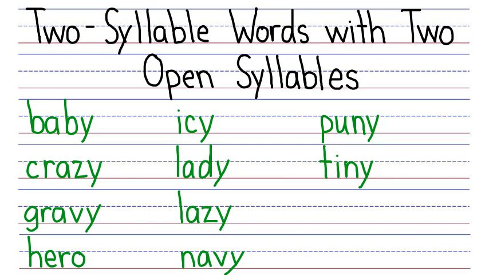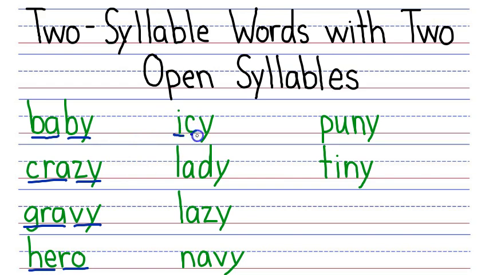And then what makes these open syllables is that each syllable ends with a single vowel letter that makes a long vowel sound. So let's underline the syllables. Bay, bee, two open syllables. Cray, zee, two open syllables. Gray, vee, two open syllables. He, row, two open syllables.